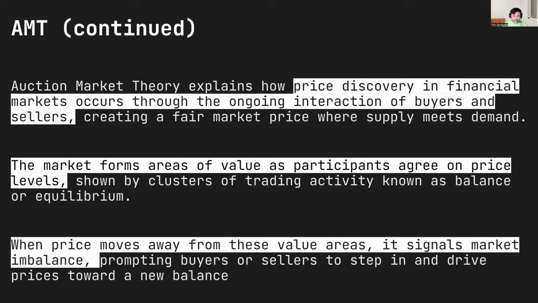And there's rotational imbalance, which is more of like a slow grind higher or a slow grind lower. And then there's impulsive imbalance, which is more like thinking of a trading chart, those are your trend days where price just barely makes a lower low or barely makes a new low before making a higher high. And that's what prompts buyers and sellers to step in and drive prices aggressively towards a new balance where buyers and sellers can agree on price, and price will rotate and establish value there.